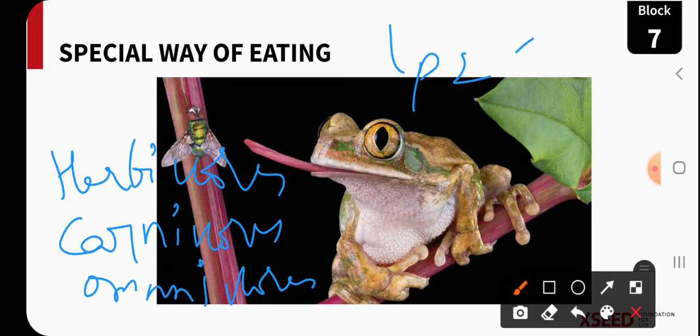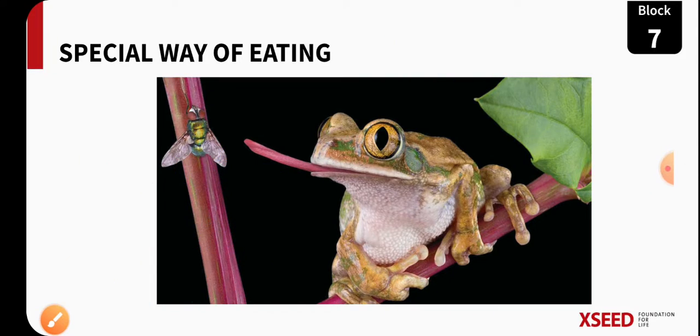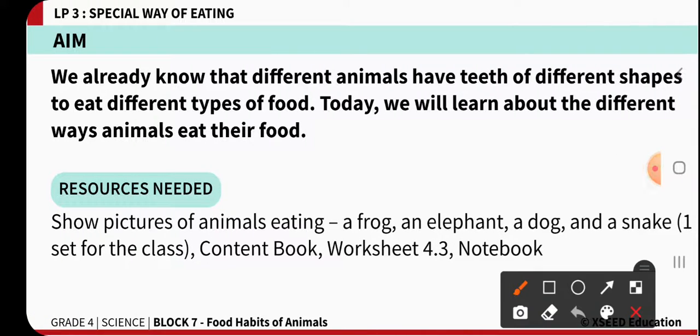So in today's class we are going to learn about a special way of eating mechanism. Some animals in nature perform different types of special eating mechanisms. So today we are going to learn about such special eating mechanisms in animals. Okay children, so let us start our class. What is the main aim of our class? Today we are going to learn about different ways animals eat their food material.